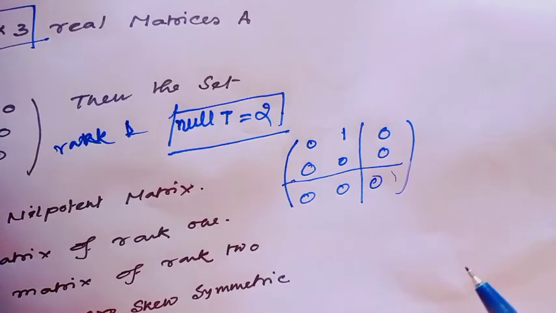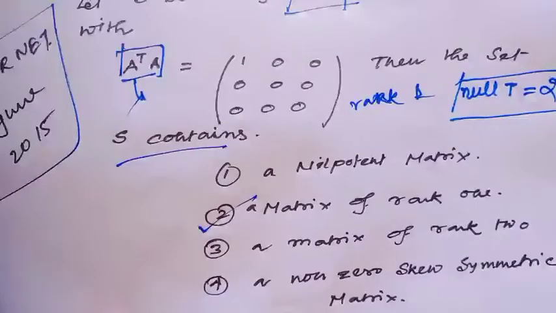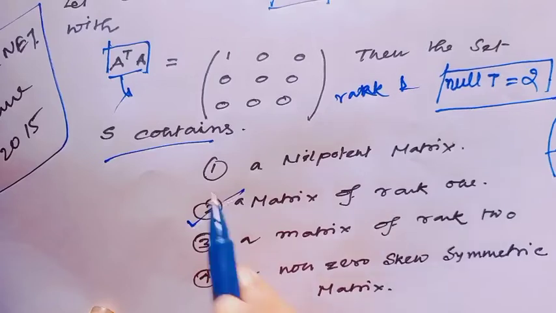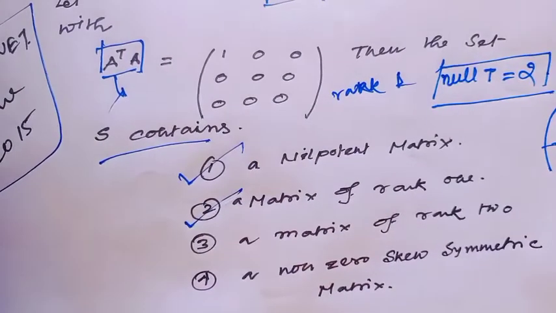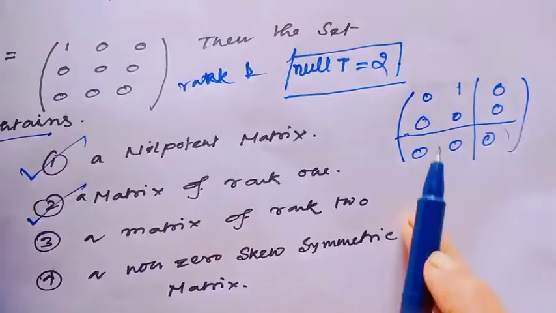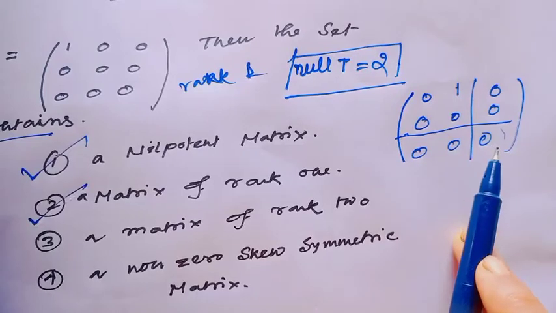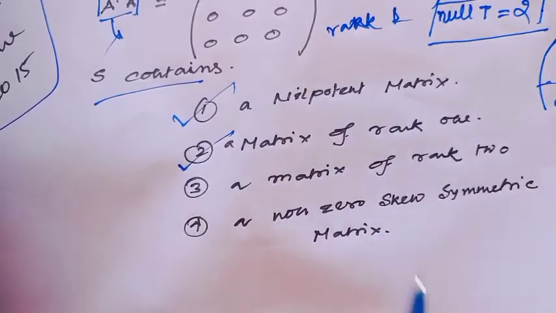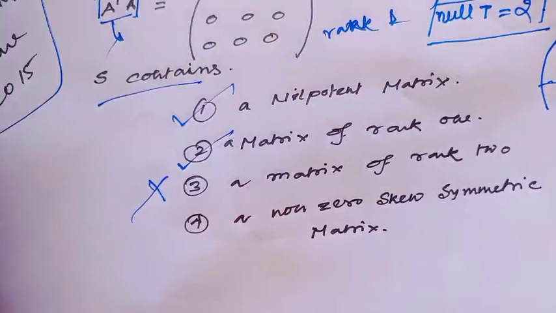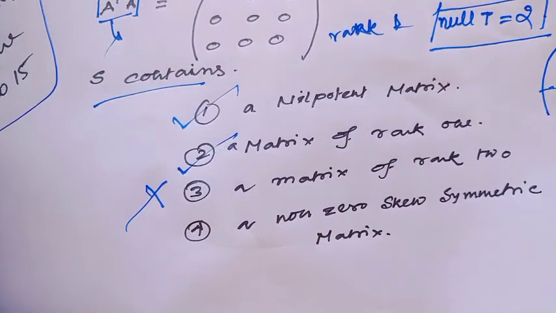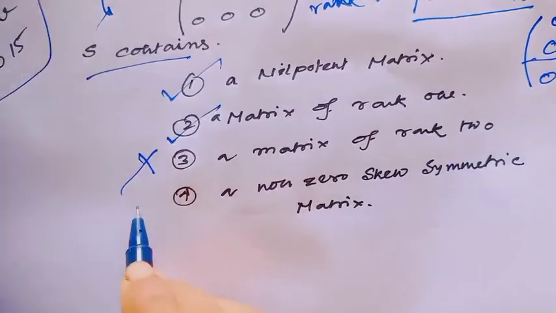So, we can tell S contains a nilpotent matrix. This matrix is obviously the nilpotent matrix because the eigenvalue is 0. So, option 3 is a wrong option. This is a matrix of rank 2. Option 4 is also a wrong option.